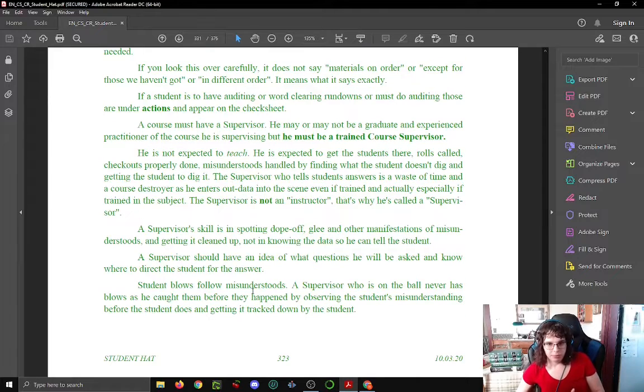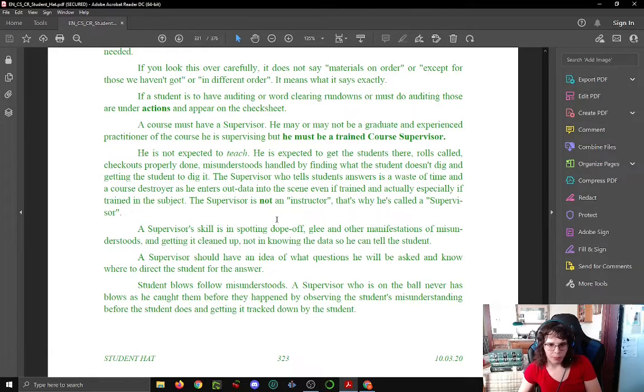But again, a supervisor's skill is in spotting dope-off, glee, and other manifestations of misunderstoods and getting it cleaned up, not in knowing the data so he can tell the student. A supervisor should have an idea of what questions he'll be asked and know where to direct the student for the answer.